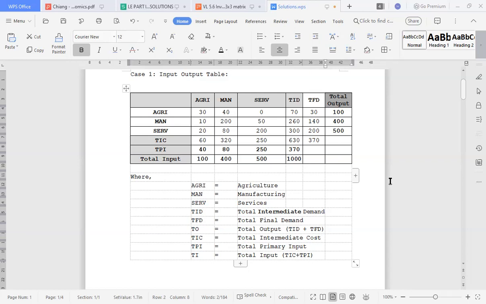Okay, so if you take a closer look on this side, the total output is 100, 400, 500 respectively for each sector. We also have 100, 400, and 500 for the inputs. This only tells us that the sector output should be equal to sector inputs.